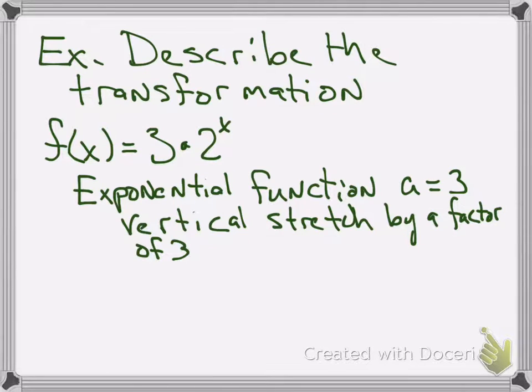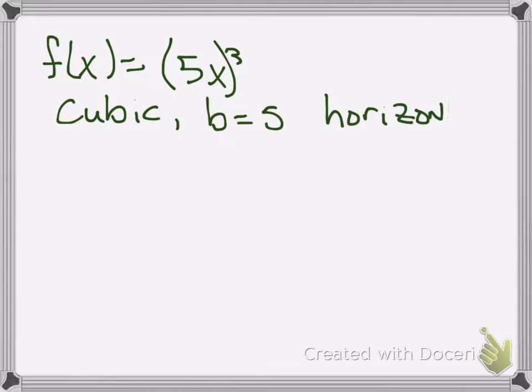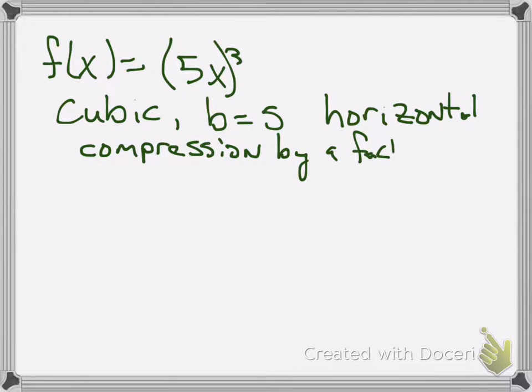The other one, let's do this one: 5x to the 3rd, it's cubic. B is equal to 5. That's a horizontal compression by a factor of 1/5. Notice here how I took the reciprocal of the 5, but it's a horizontal compression.